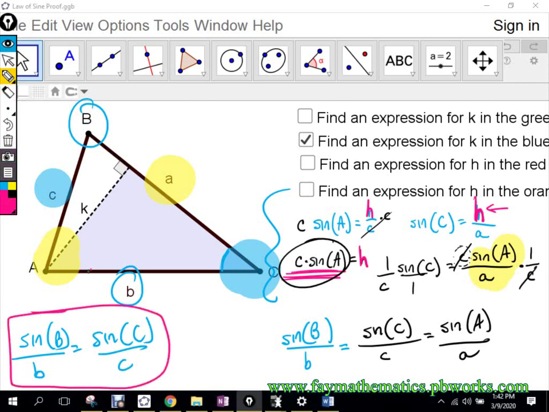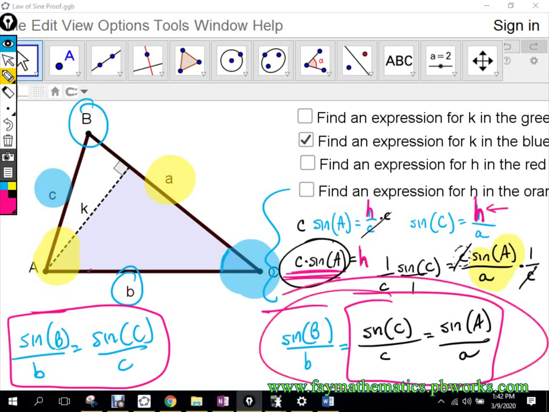If we look at those two things, and I guess these two black ones we had, do they both have sine of C over c in them? So then I can do the transitive property: sine of B over b equals sine of C over c, and sine of C over c equals sine of A over a. Then all of these things are true.